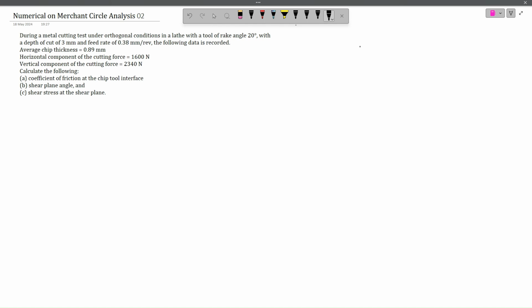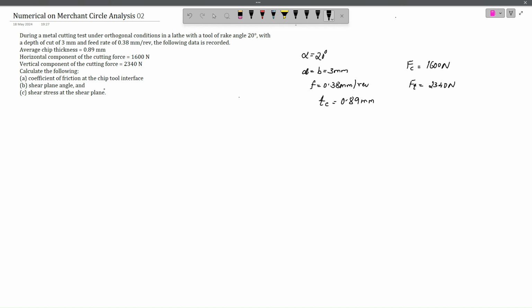So now let us list down the parameters given in the problem statement which can be used to solve the numerical. First, the rake angle is given to us, which is alpha and is equal to 20 degrees. Also the depth of cut is given, which is equal to d or b, which is equal to 3 mm. Then the feed rate is 0.38 mm per revolution. Also the average chip thickness is given, that is the value of tc, which is equal to 0.89 mm. Next we have the other parameters, that is Fc is equal to 1600 newtons, which is the horizontal component of the cutting force, and also the thrust force Ft, which is the vertical component.